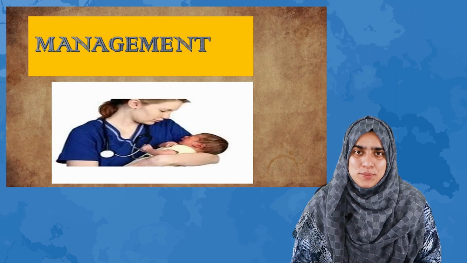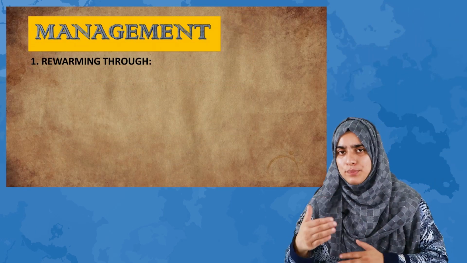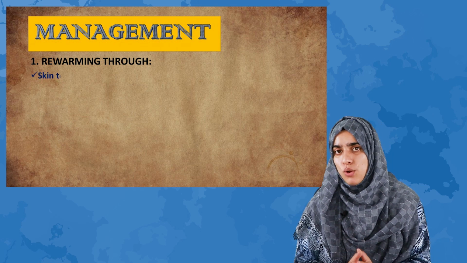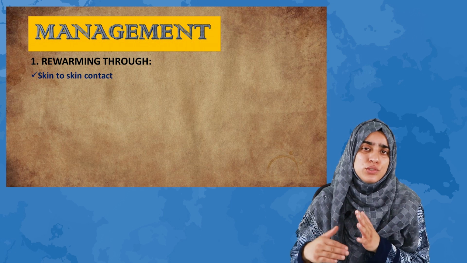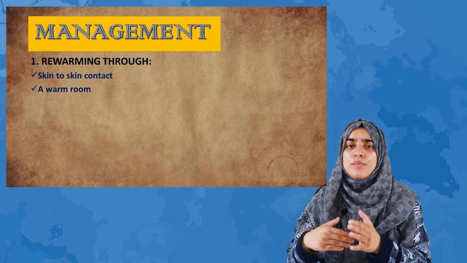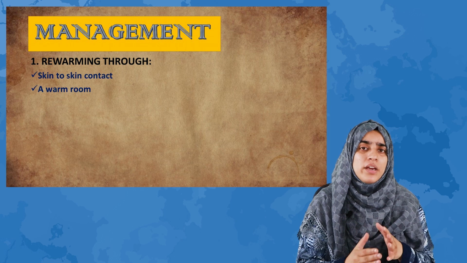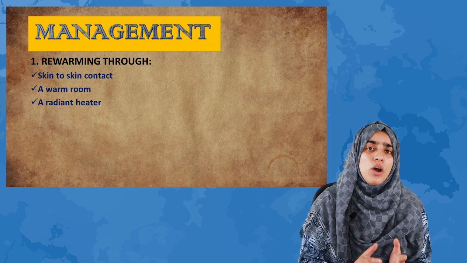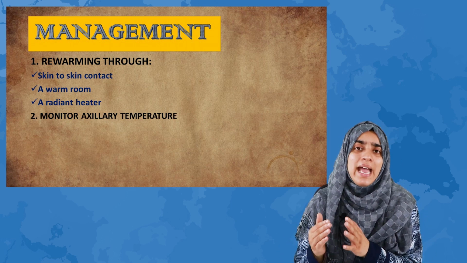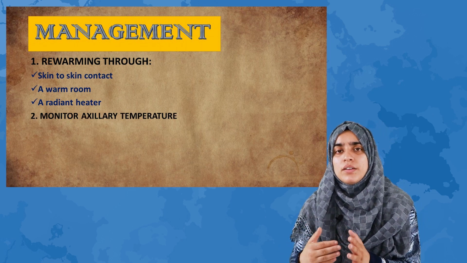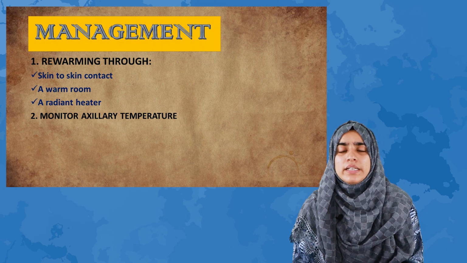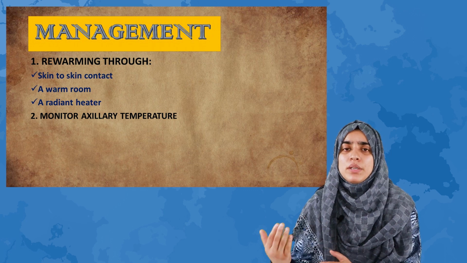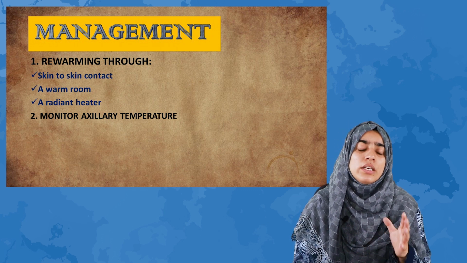How to manage hypothermia? First of all, the hypothermic baby or infant has to be rewarmed as quickly as possible. It can be done through skin to skin contact, a warm room or a warm bed where the baby is placed. The baby can be kept under an incubator or a warmer. The axillary temperature has to be taken every half an hour till it reaches 36.5 degrees Celsius, and then it can be checked 1 hourly or 2 hourly.